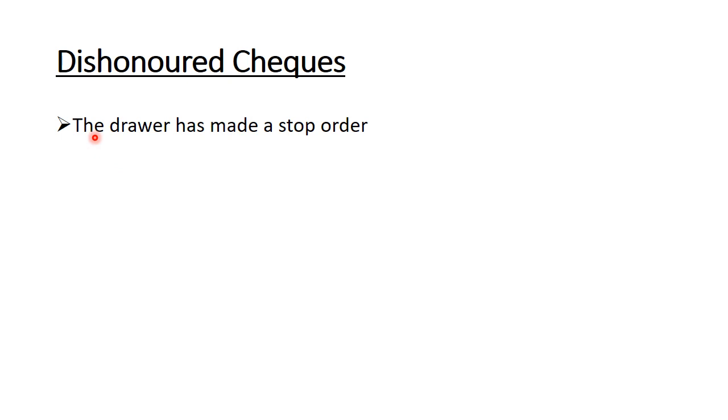So now, for the case of a stop order, the drawer can also decide that, maybe, they bought a laptop from you, but that laptop is a fake product. So they can issue a stop order to the bank, instructing the bank not to have that check paid. Okay.